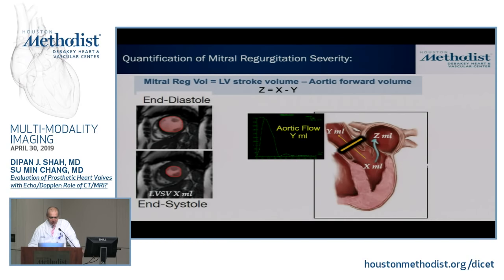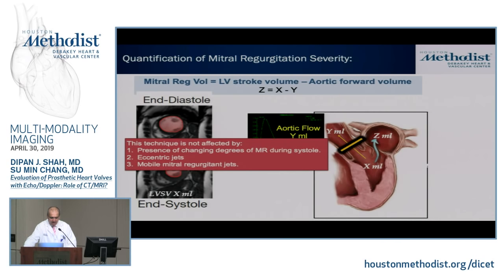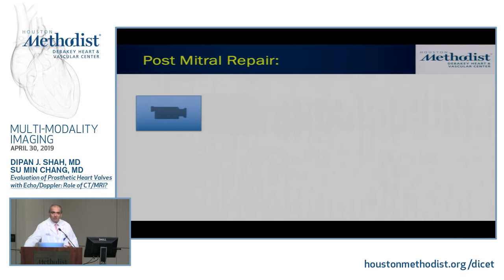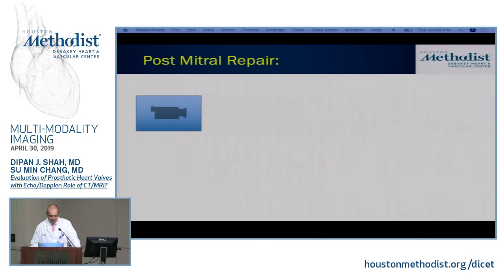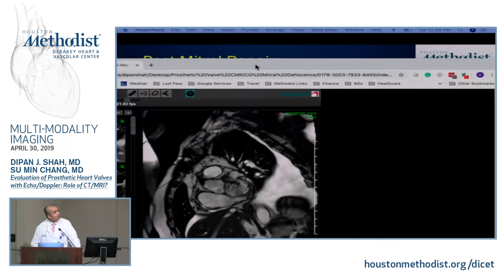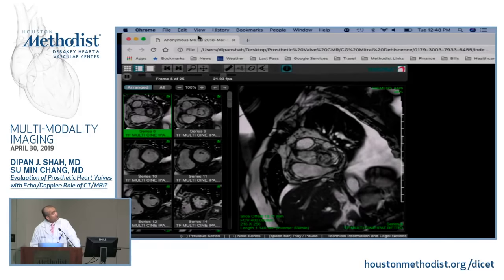Now, what about mitral regurgitation? Again, the standard method that we use for native valves is this methodology here, where we obtain the LV stroke volume by planimetering the end diastolic and end systolic volume, and then compare that to the forward flow across the aortic valve. This is the same methodology that we would utilize in prosthetic valves as well. Let me just show you an example case here of somebody who has a mitral bioprosthesis.